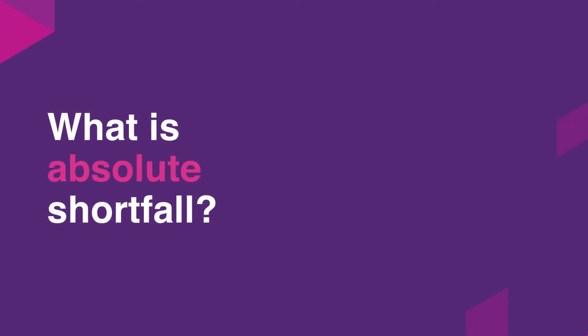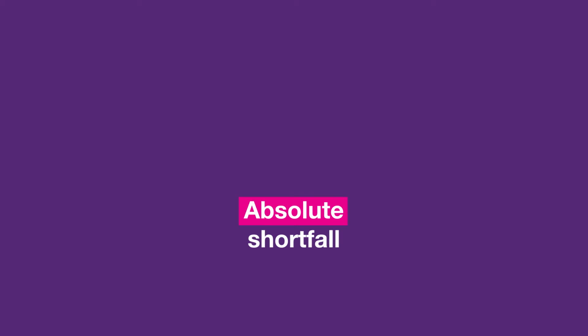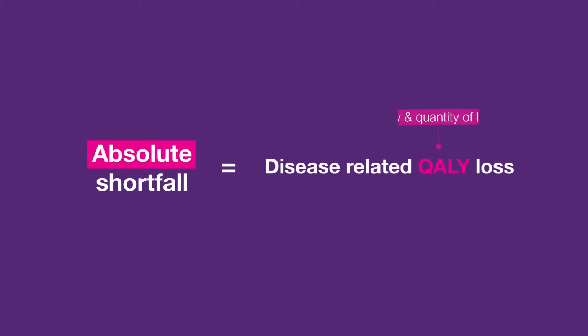What is absolute shortfall? The second measure NICE will consider when deciding whether to apply the severity modifier is absolute shortfall. This measures the severity of the disease by considering QALYs lost, but it does so in an absolute way. It gives a positive number that is not bound between 0 and 1.